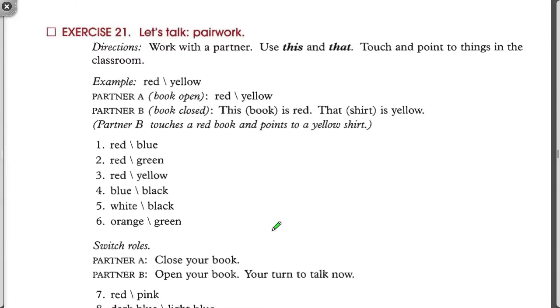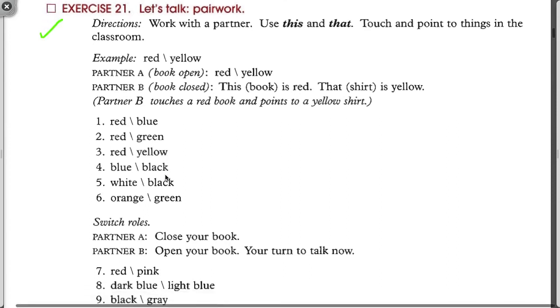Exercise 21. Time to work with your partner again. I'm going to go through this quickly. Touch and point things. A book open. This book is red. That shirt is yellow. This and that, using colors to point out colorful objects.